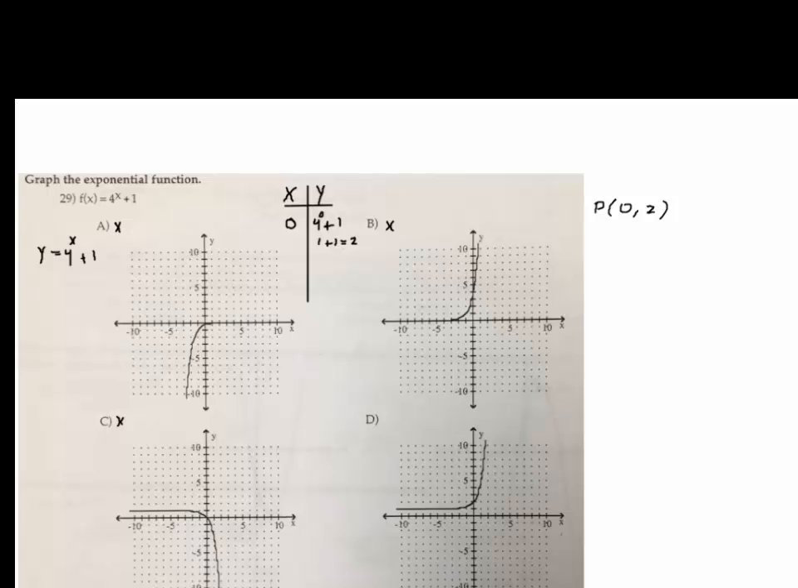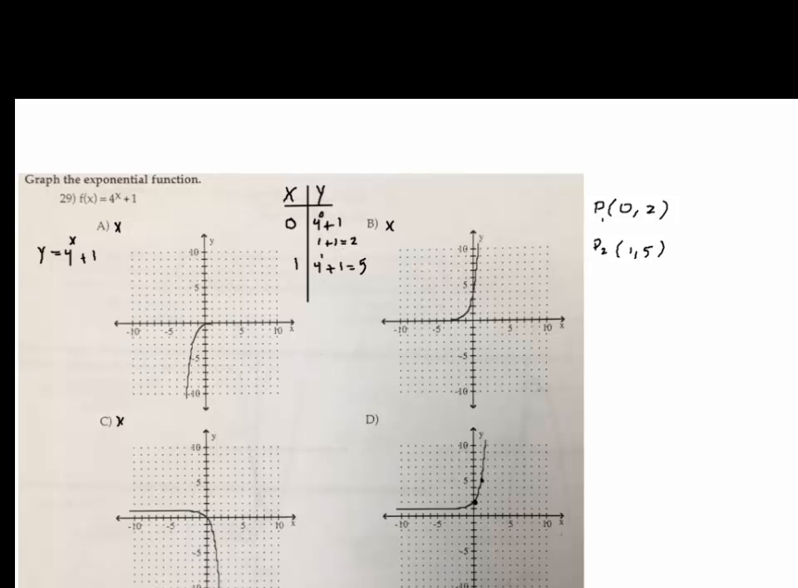Okay, let's take a look at another point. If x is equal to 1, can somebody tell me what would be y then? Just substitute 4 to the power of 1. 5, somebody says. Very good, 5. I'll find another point. Let's call it P2: (1, 5). x is equal to 1, y is equal to 5. Looks like the more points I find here, the more this graph looks like D.